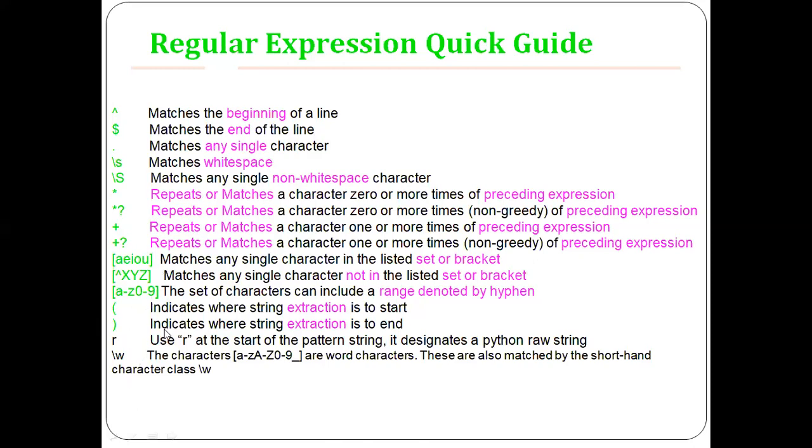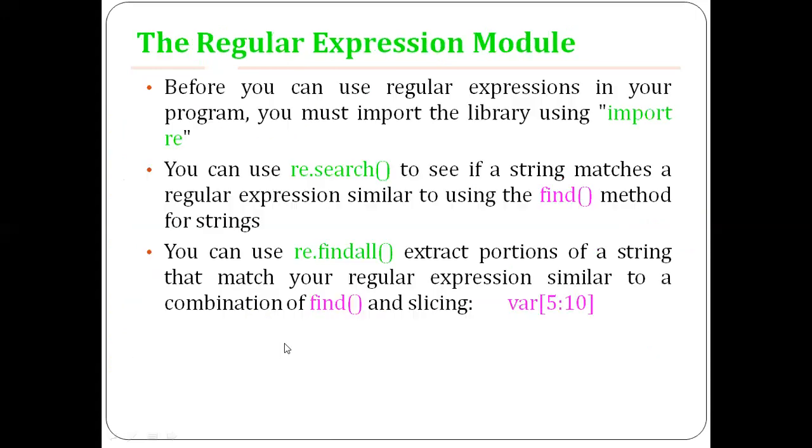And the parenthesis indicates the beginning of the string extraction, and this is the end of the string extraction. And also we are prefixing with the letter r, that is called the Python raw string. And to support the character as a word character, you are just using \w.